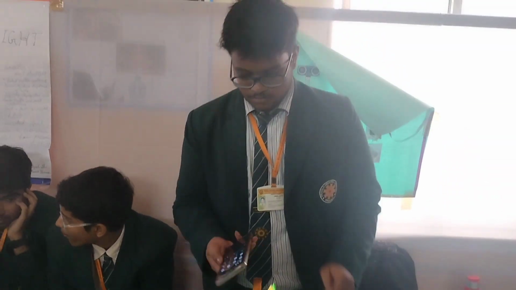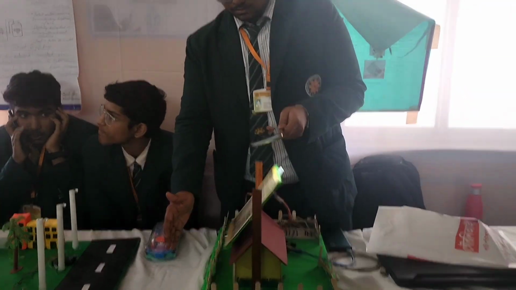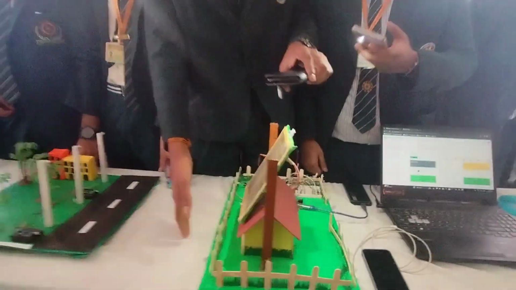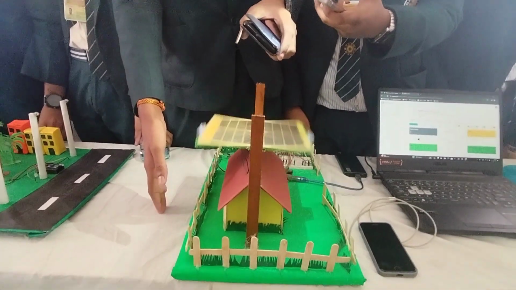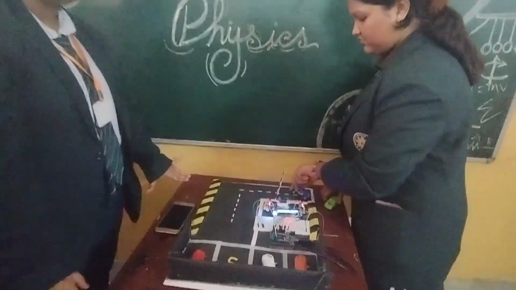This is an automatic solar tracker system. It has two sensors that constantly monitor the sunlight and rotate the panel to where the intensity of the light is maximum. This is an Arduino based car parking system.